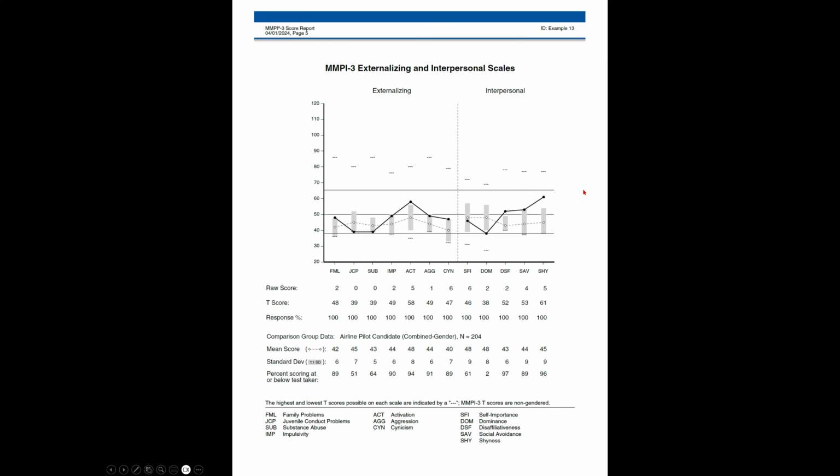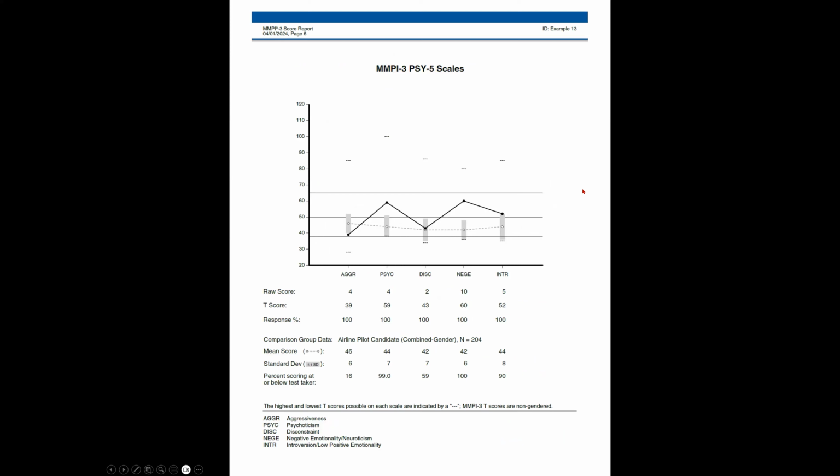So obviously these would be some scores that would raise red flags and would require further consideration insofar as this individual's suitability for the position of airline pilot candidate.